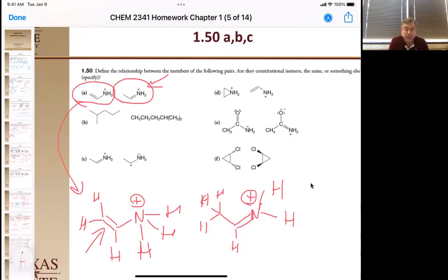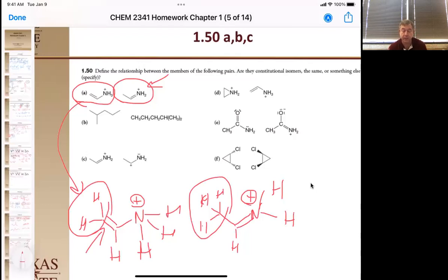Okay, so what's the relationship? Are they constitutional isomers or are they resonance structures? Well, the first thing we notice is that there are 3 hydrogens on this carbon and 2 hydrogens on the equivalent, or same position, carbon. It can't be a resonance structure. We've moved an atom, okay? So that makes it a constitutional isomer, because we've moved an atom.